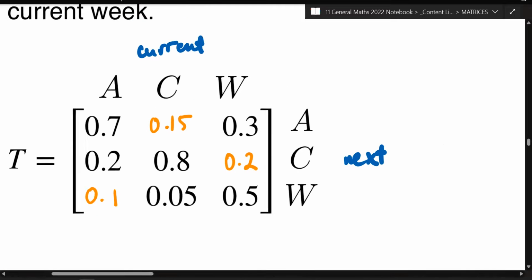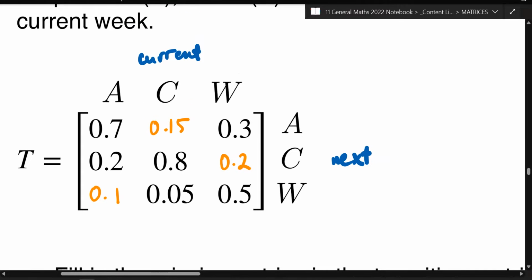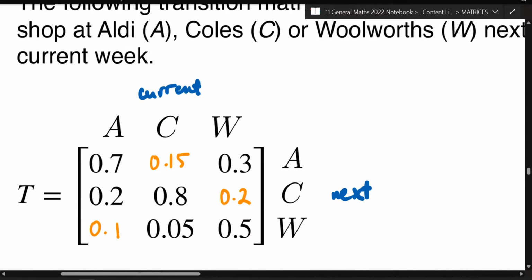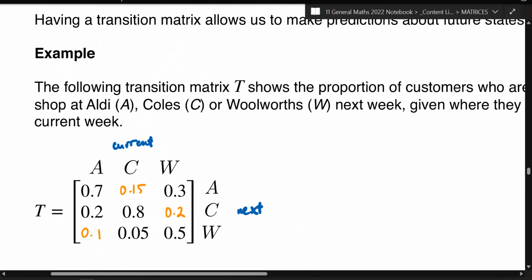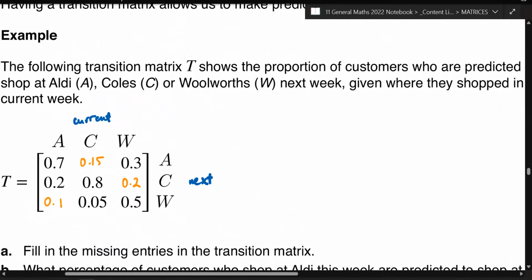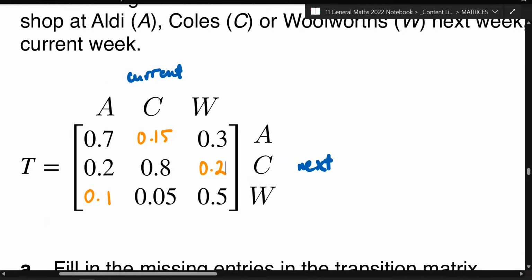Okay, so that's that for now. Now, the way we read this, or the way we're supposed to understand this, is like it says here: this transition matrix shows where a customer is going to shop given where they shop today. So let's say, for example, I am Kira. I've got to go to Aldi and buy some groceries, so I go to Aldi this current week.